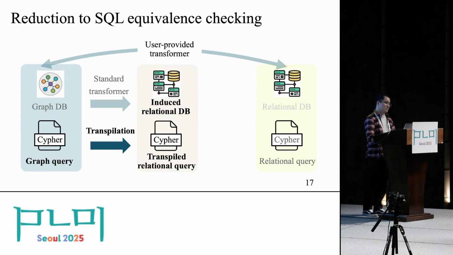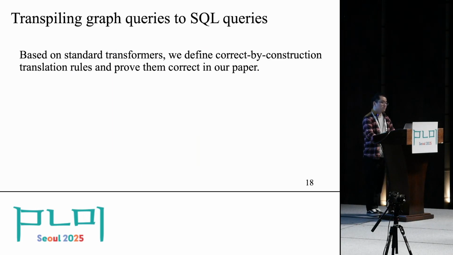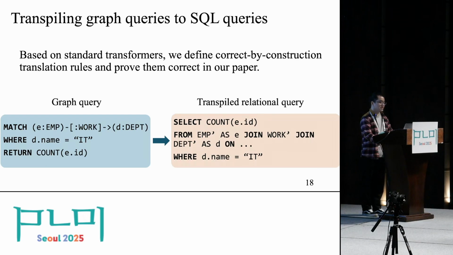Next, we transpile the original graph query into an equivalent relational query, modulo this standard transformer. Based on the standard transformer, we define correct-by-construction translation rules and prove them correct in our paper. I won't explain how translation works. Please refer to our paper for more detail. For this example, the translation will produce a transpiled relational query that is provably equivalent to this graph query modulo the standard transformer.